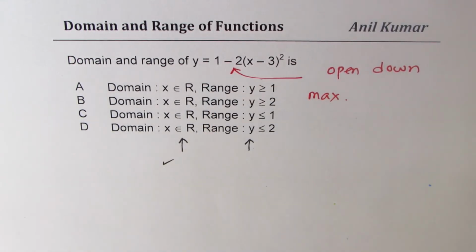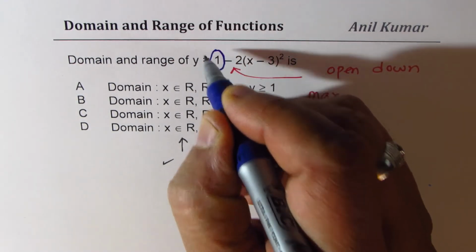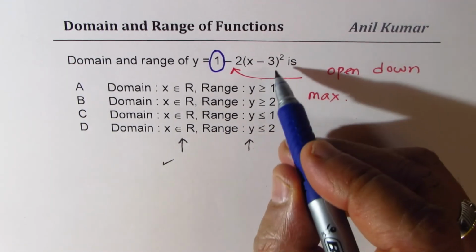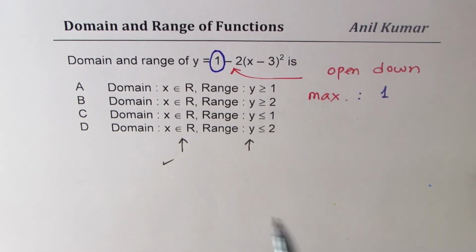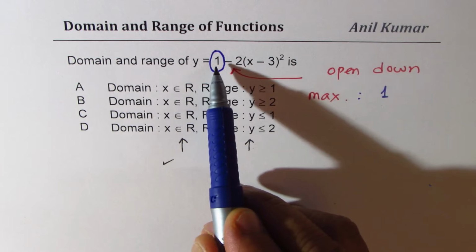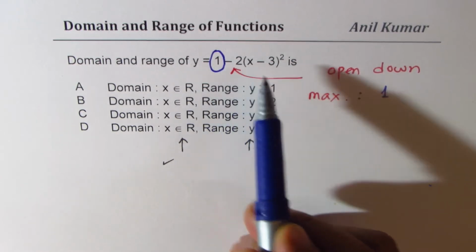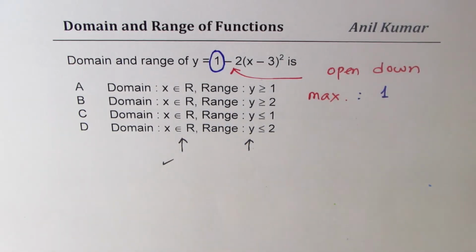So it opens down, and what is the maximum value? The maximum value is the number here, 1. So it is 1 minus something, and this is a square, so it is always positive. So the maximum value is 1. If x is 3, then this part is 0, and 1 minus 0 is 1. So that is how this function is.